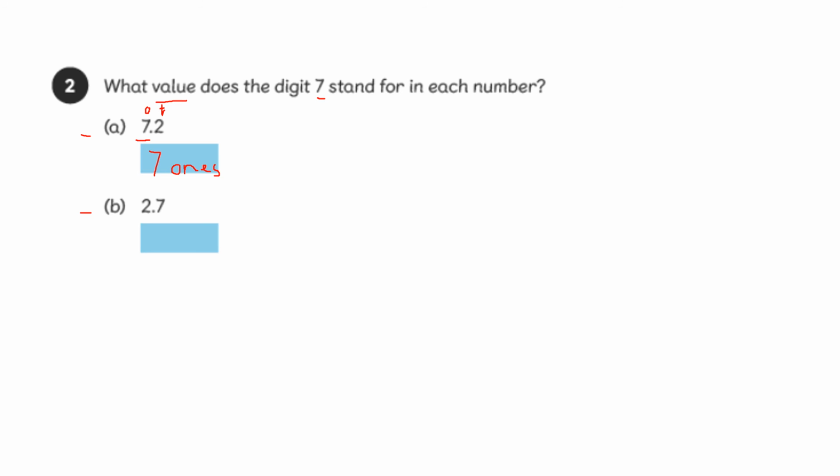We've now got a new number, 2.7. What value does the digit 7 stand for in question B? Any ideas? Well, hopefully you would have been able to recognize that this number is on the right hand side of the decimal, so it's not a whole number, it has to mean 7 tenths. Now I'm just going to do a little t there.